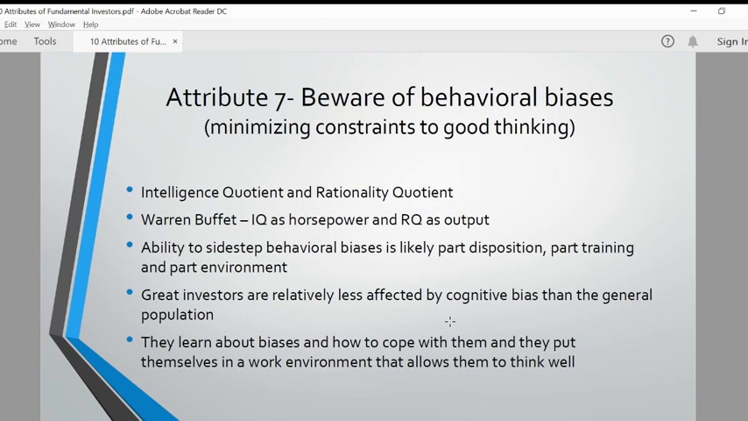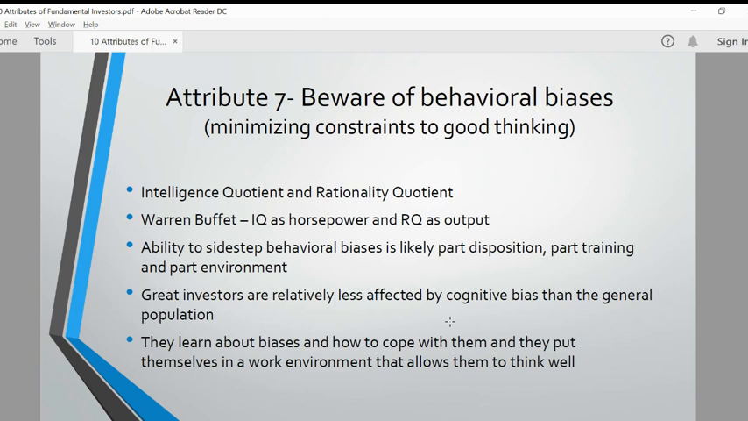So the great investors tend to have an ability to sidestep behavioral biases, and it is likely to be part disposition, which is by birth, part training, and part environment. Great investors are relatively less affected by cognitive bias than the general population. They tend to learn about these things and how to cope with these biases, and they put themselves in a work environment that allows them to think well.